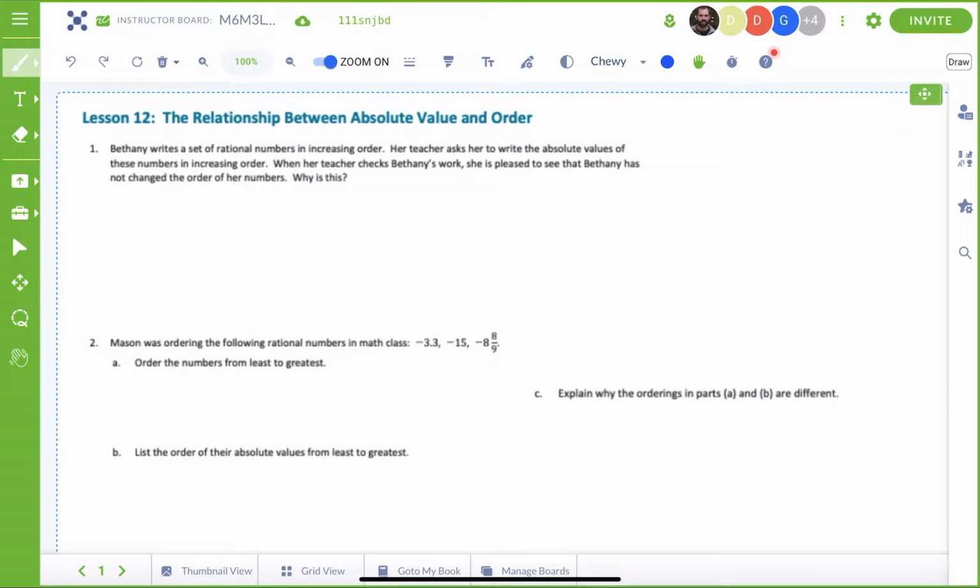Well, no, if there are any negative numbers, it's going to change the order. So this would have to be all numbers are positive or 0 as the original numbers.